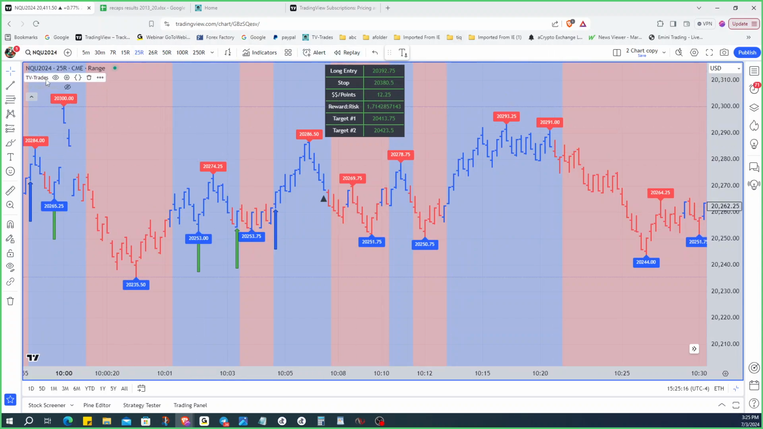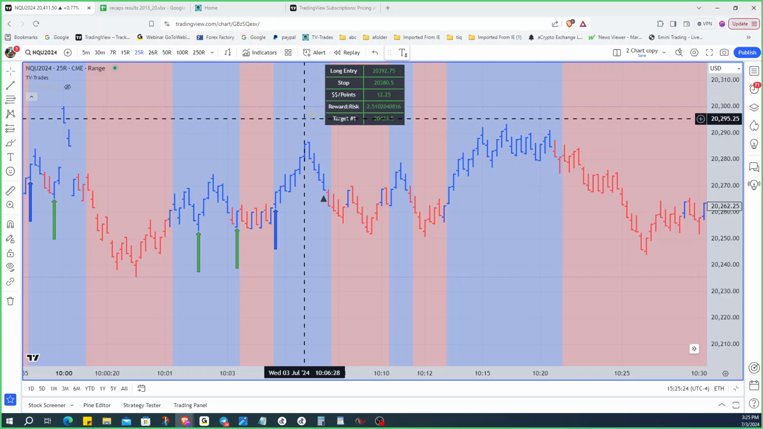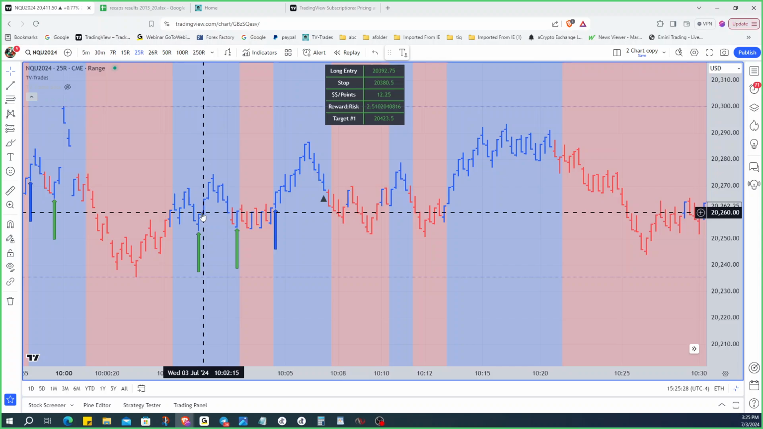Let me get rid of the pivots now that I've mentioned it already. Let me undraw the pivot labels and put this back up to 10. 10 is what the default is. That's what I use when I create everything on here. But these mid-trend trades should be on the pivots.